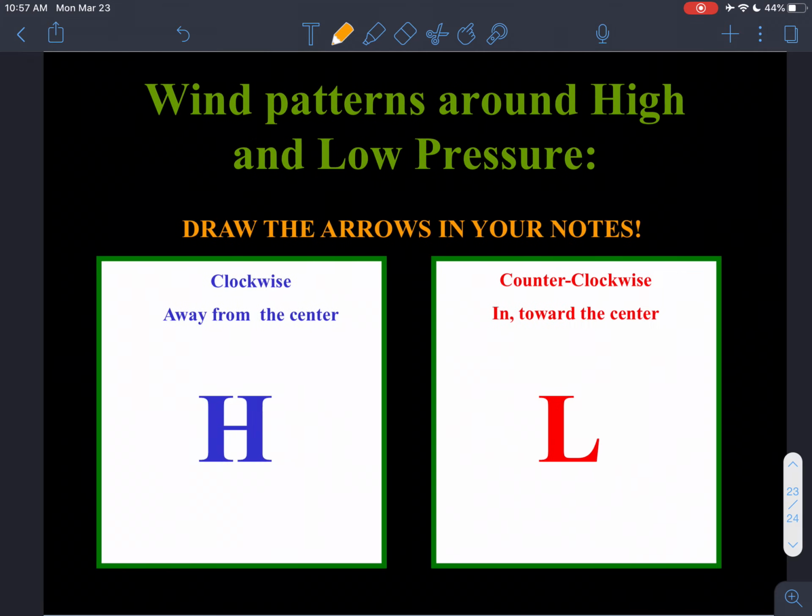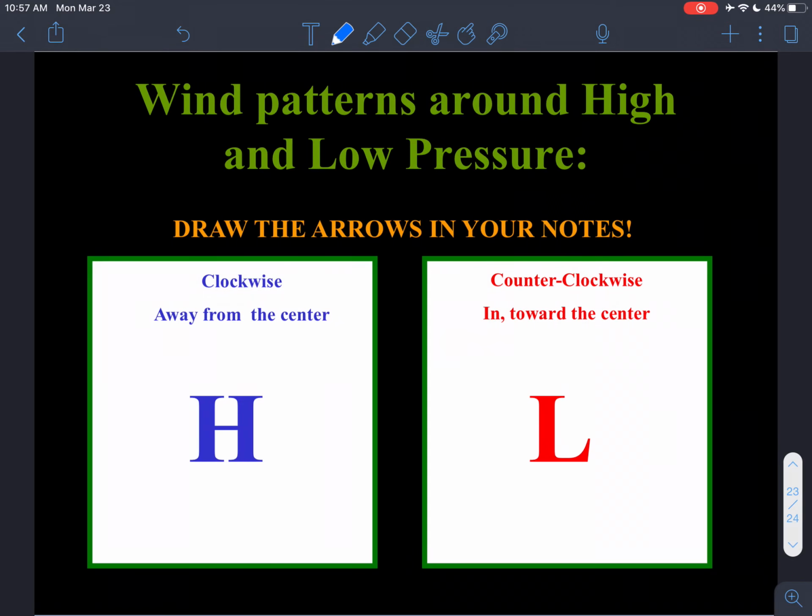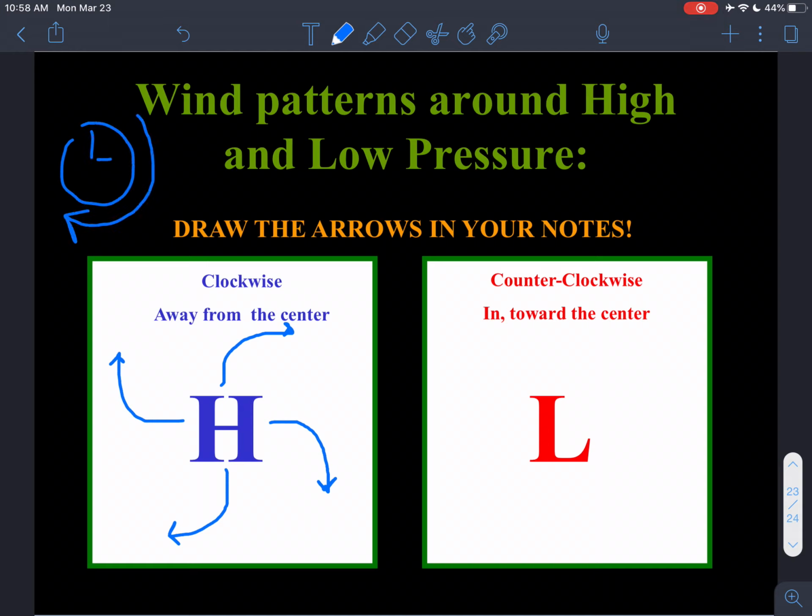So what that looks like is this. Let me change my color. Okay, so clockwise and away from the center for your high pressure. Remember, you're going to have to be able to draw this on your own. So high pressure is going to go outwards and turn to the right in the northern hemisphere, so clockwise. It's going to go out and turn to the right, again and again. So it's going clockwise. All right, we drew a clock. So it's rotating in that direction.